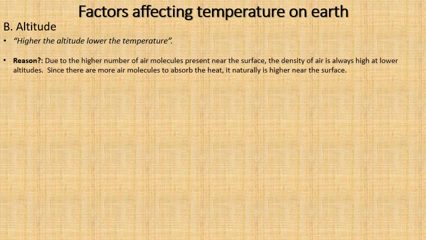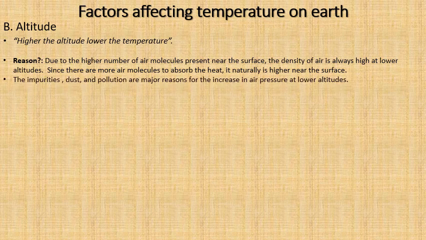Reason? Due to the higher number of air molecules present near the surface, the density of air is always high at lower altitudes. Since there are more air molecules, all the air molecules will absorb heat and naturally it will be higher at the surface. Why are a lot of air molecules present at the surface? It's mainly because impurities, dust and pollution are very high at the surface and not as high at higher altitudes or at mountain tops.